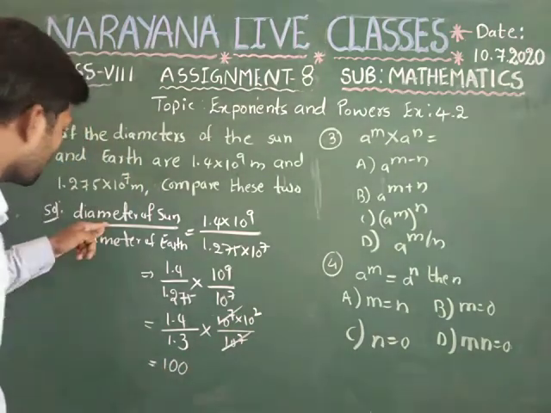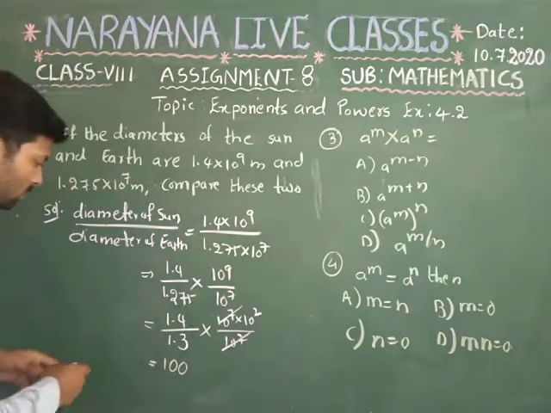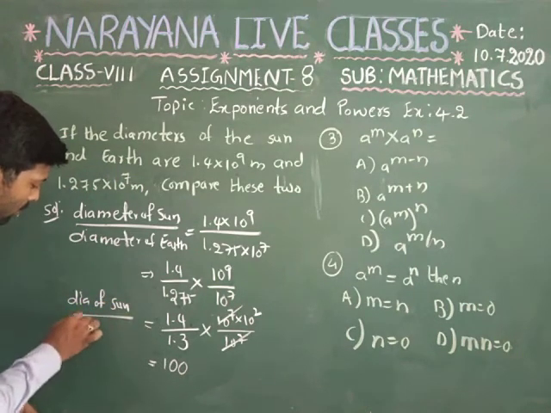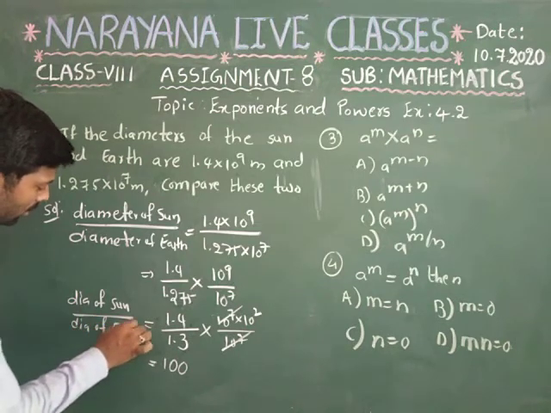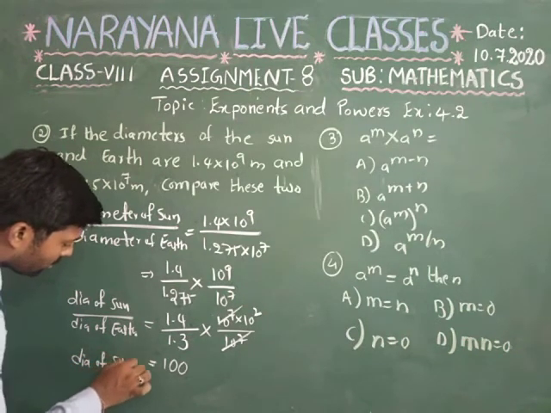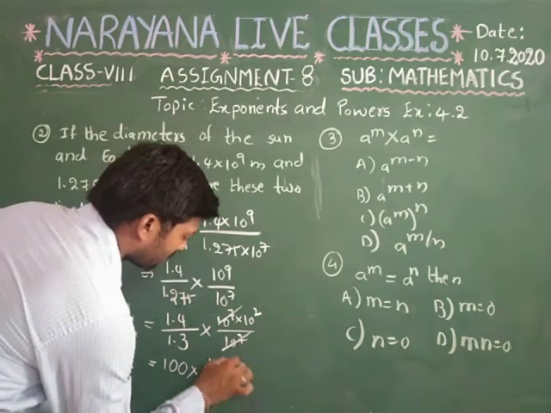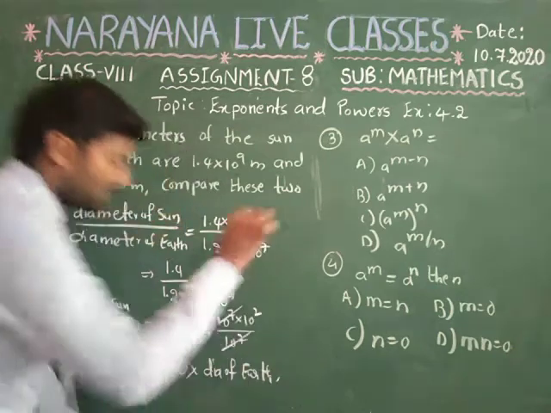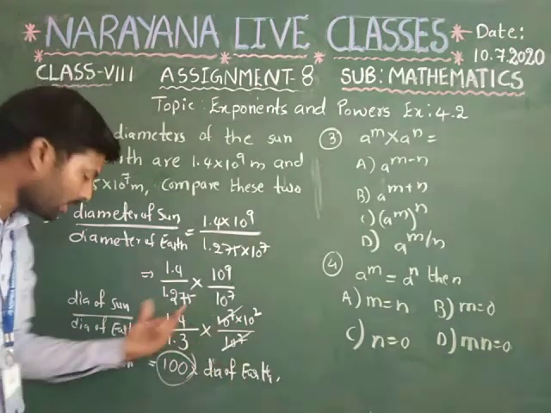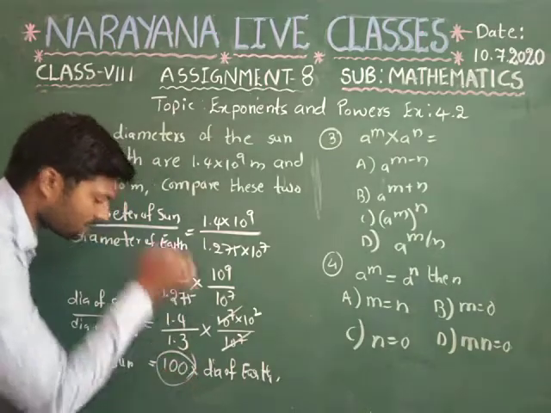So what is this left-hand side? Diameter of the sun upon diameter of the earth. If you cross multiply, the diameter of the sun is equal to 100 times the diameter of the earth. When we express the sun's diameter in terms of the earth's diameter, it is 100 times.